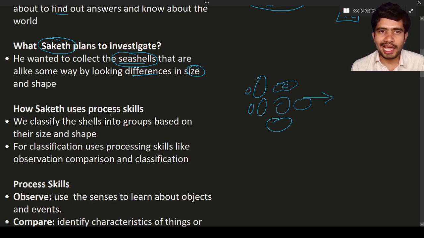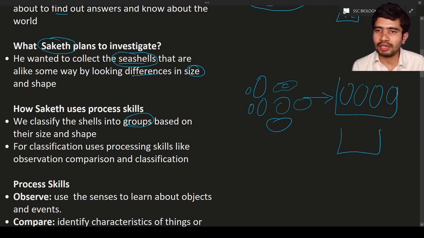So Saket is going to classify the shells into groups based upon their size. First of all, he is going to select all the larger seashells and put them in one container. Next he is going to collect all the seashells which are smaller, and put them in another container.